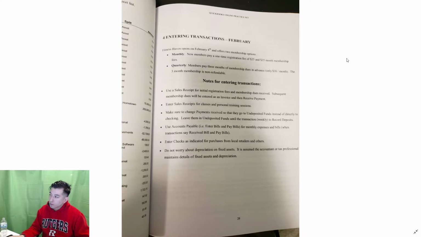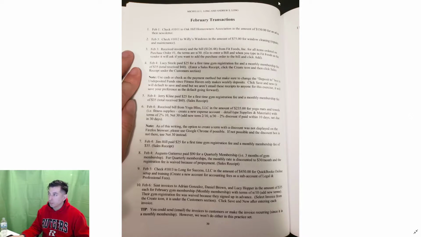So let's move on to the next page. It's going to be page 30 over here. Hopefully you guys can see this. So for transaction number 1, February 1st, check number 1011, Oak Hill Homeowners Association and the amount of $150 for an ad in their newsletter. So I'm going to make note of this myself, so I have records of how to enter a check.